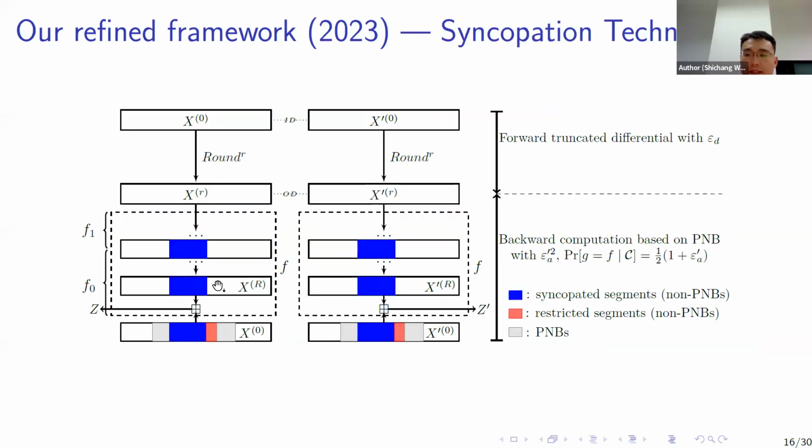To simplify the analysis, the part F is divided into two parts, F0 and F1, and G is a PNB-based approximation of F. The syncopation is applied to the part G0 of F0 to reduce its dependence on PNBs, so that the correlation between G0 and F0 is high.